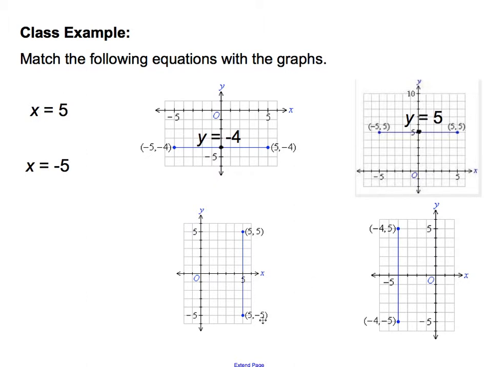Okay. Vertical lines cross the x-axis. We're crossing it at positive 5, 0. So x is equal to 5.